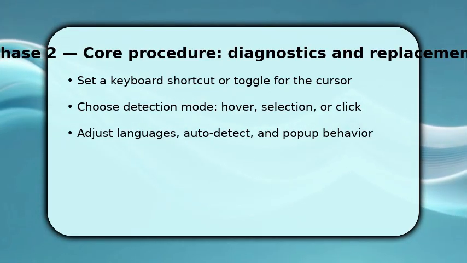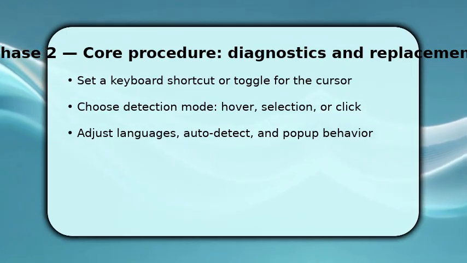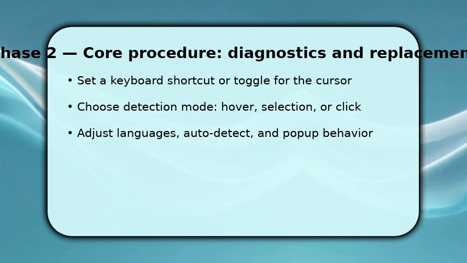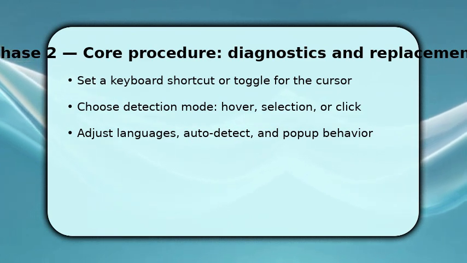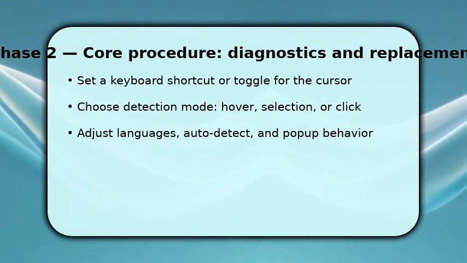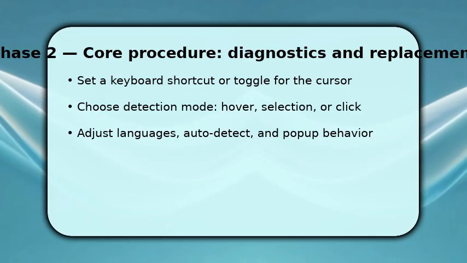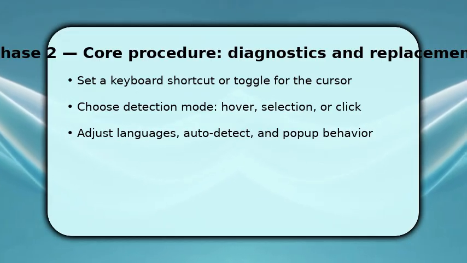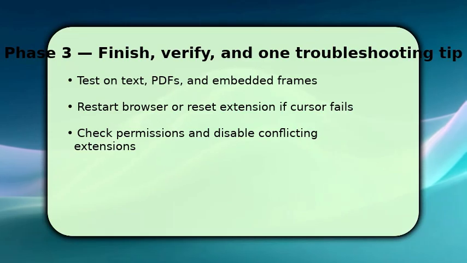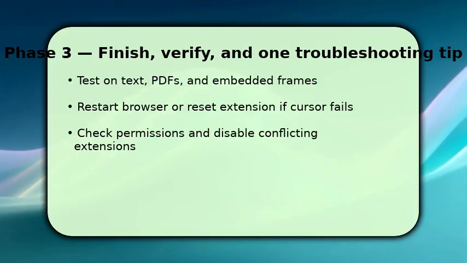Make sure target and source languages are set or enable auto-detect for mixed content. Finally, tweak the pop-up size and auto-copy behavior so translations appear where you expect them. Then test on a variety of pages. To finish, test the translate cursor across normal web text, PDF, and embedded frames to confirm consistent behavior.